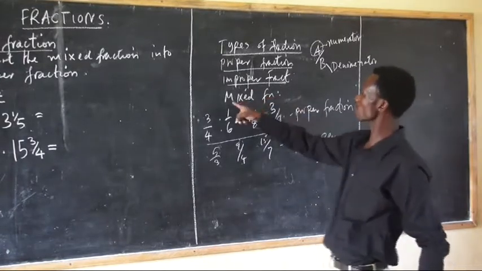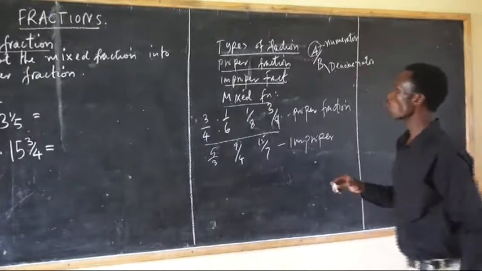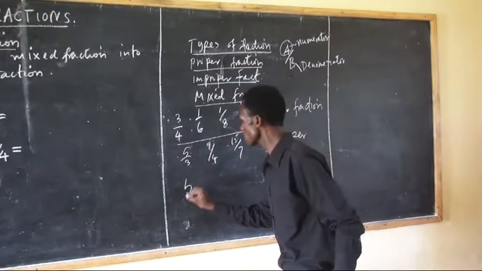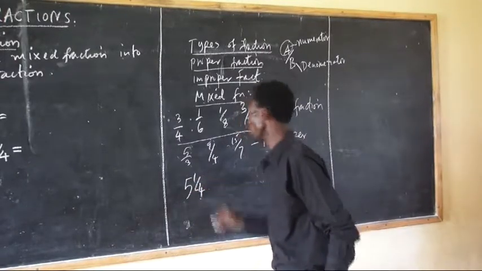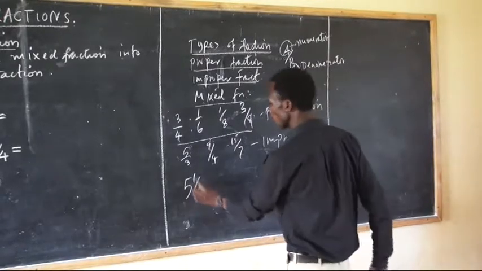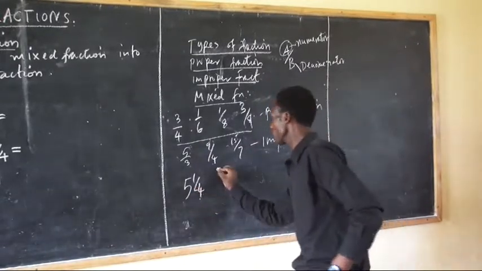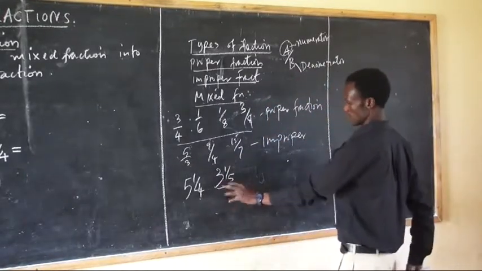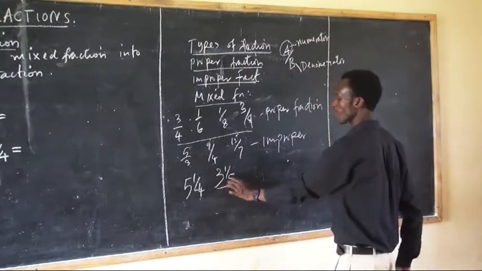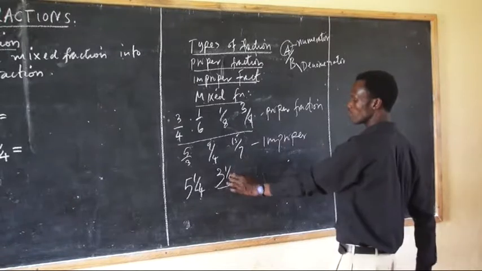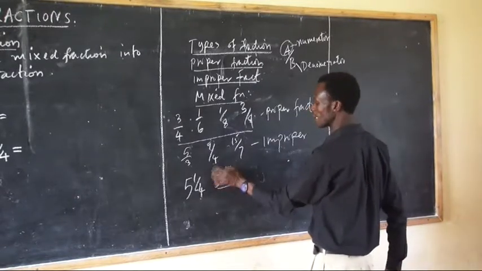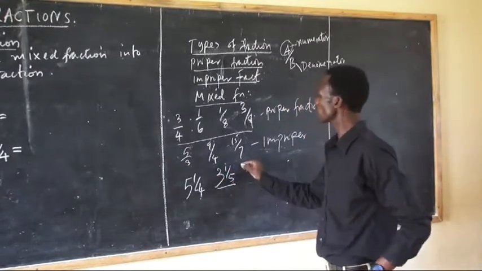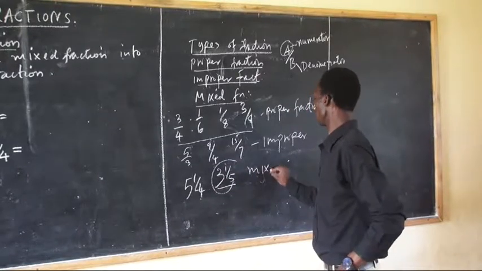When we talk about mixed fractions, they are called mixed because they have a whole number and a fraction. Now this is 5 1/4. That is, 5 is the whole number and 1/4 is the fraction. Also we have 3 1/5. This is called a mixed fraction because it is mixed with the whole number and the fraction. Remember, according to the definition, a fraction is part of a number, and therefore we have taken 3 mixed with 1/5. That's why we call it a mixed fraction.